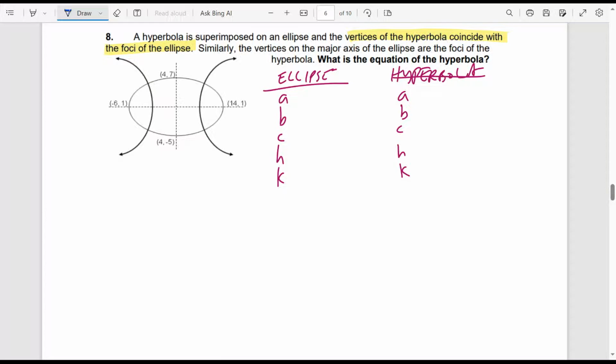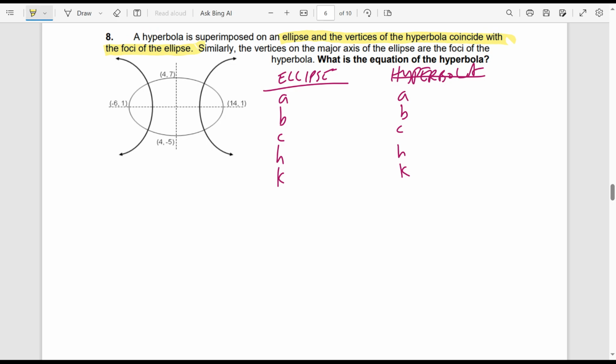So, another complex word problem here. We have a hyperbola and an ellipse. What are the important parts of this guy here? It's that there's going to be shared values. So this sentence here says that the vertices of the hyperbola coincide with the foci of the ellipse.